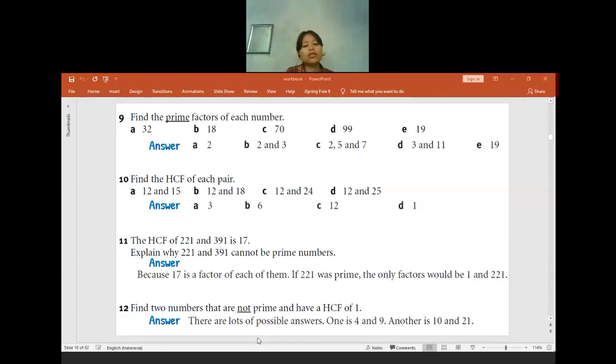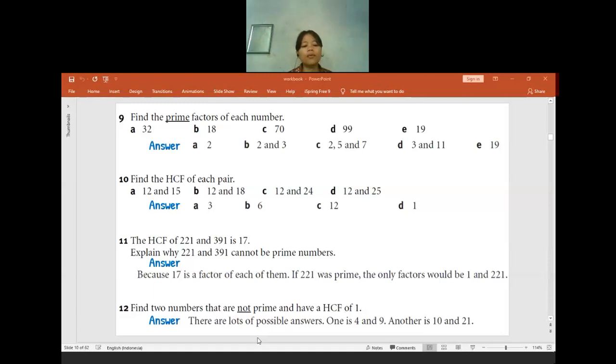The HCF of 221 and 391 is 17. Explain why 221 and 391 cannot be prime numbers. Because they already have the common factor 17, so 17 is a factor of both 221 and 391. Because they already have more than 2 factors, I cannot call them prime numbers, because prime numbers only have 2 factors, 1 and the number itself.